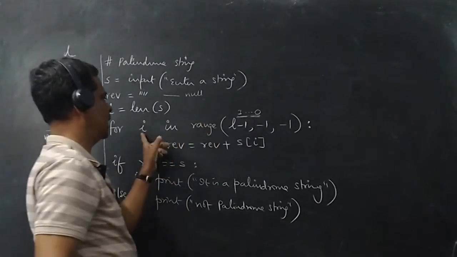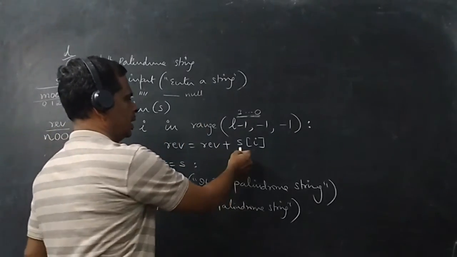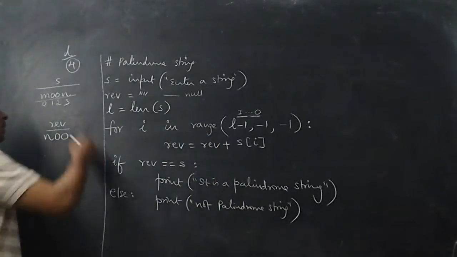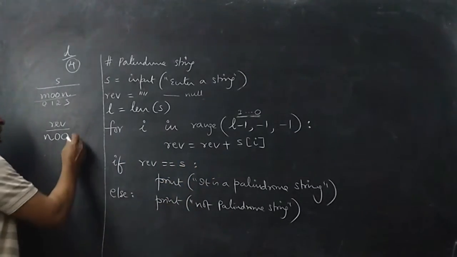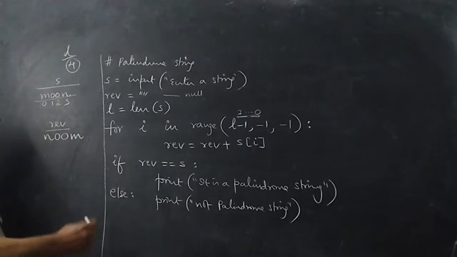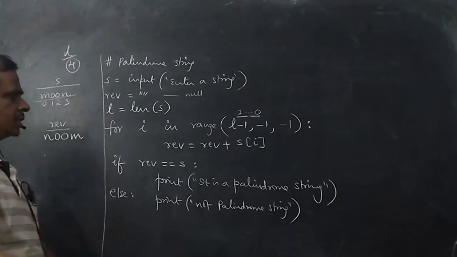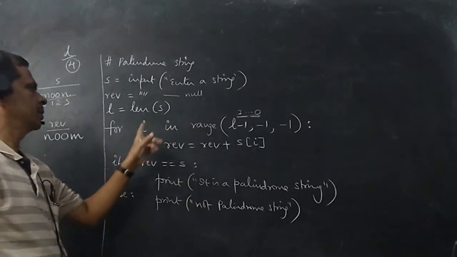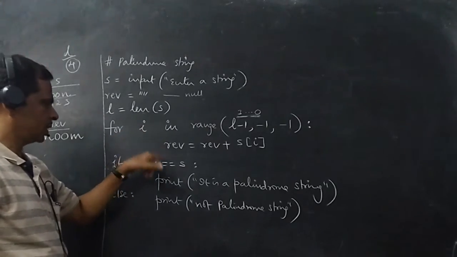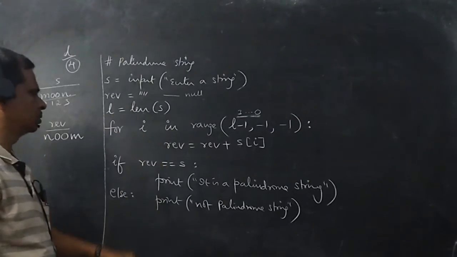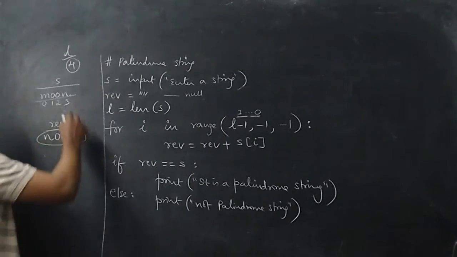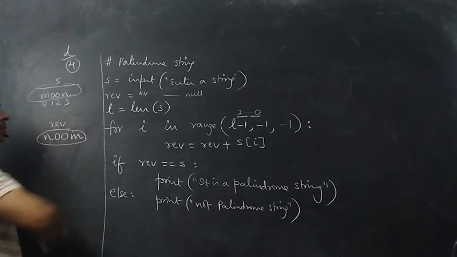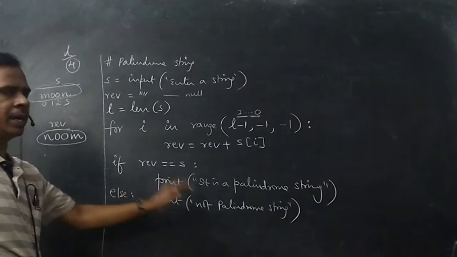Next, I is 0. What is S of 0? M. Reverse is equal to reverse plus M. Reverse is noo. Then m is added. Concatenation means side by side addition. Then the loop is stopped. It comes down. So what is reverse by that time? It is noom. What is the original? It is moon. Therefore it is not a palindrome.